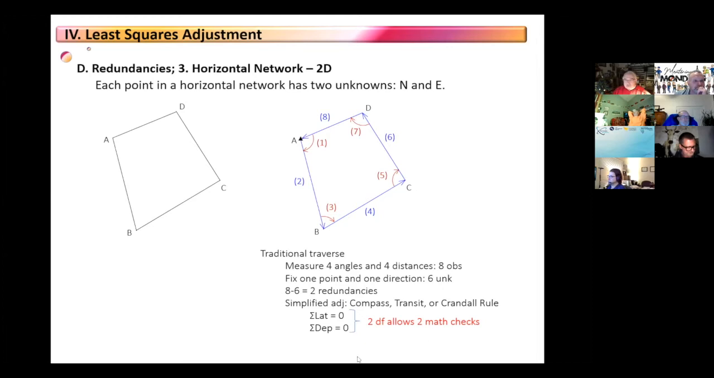How do we check for closure? We add up our latitudes to see if they equal 0, and we add up our departures to see if they equal 0. Those are our 2 degrees of freedom. That's where our 2 math checks come from. If you're missing any of those, then you don't have the ability to close it. You have that open traverse, you do the forced closure and that type of thing, which assumes there aren't any errors.